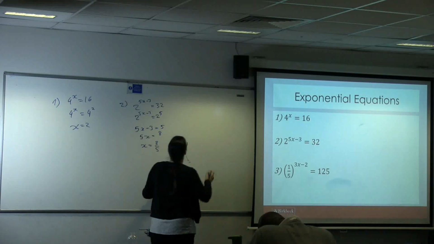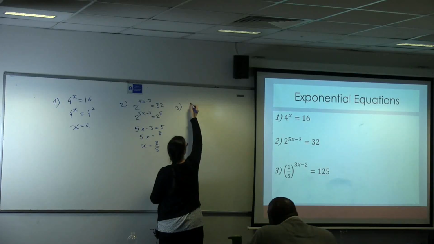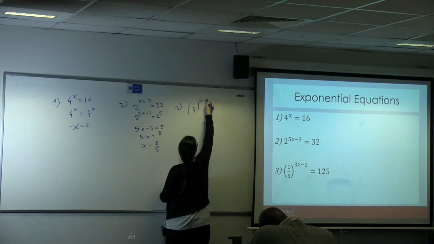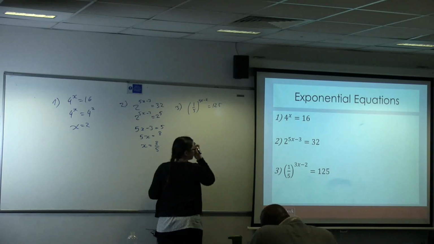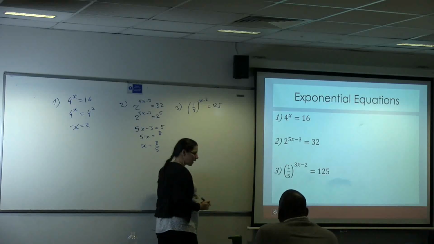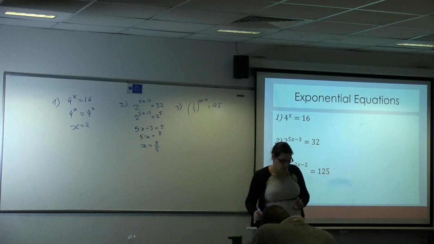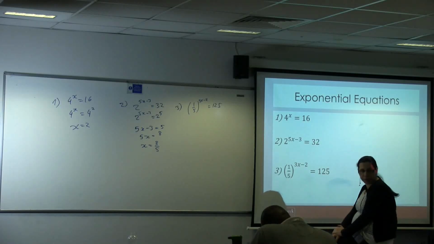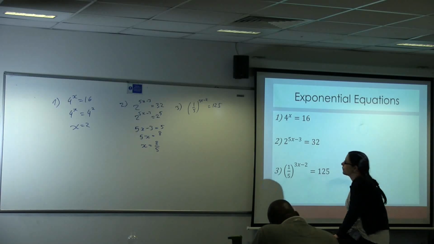And then look at the last one. Now, what's going on in here? Well, look at 125. If I divide that down by 5, I end up with 25. So 125 is actually 5 to the 3, or 5 cubed.